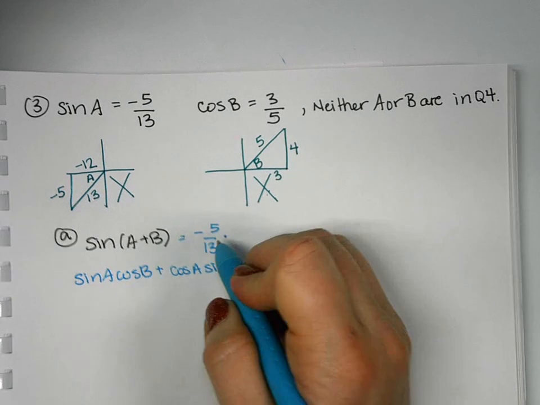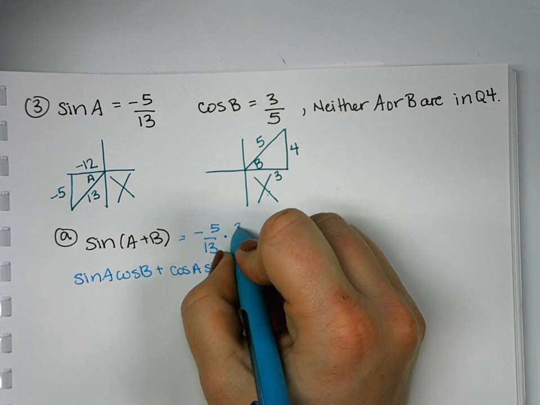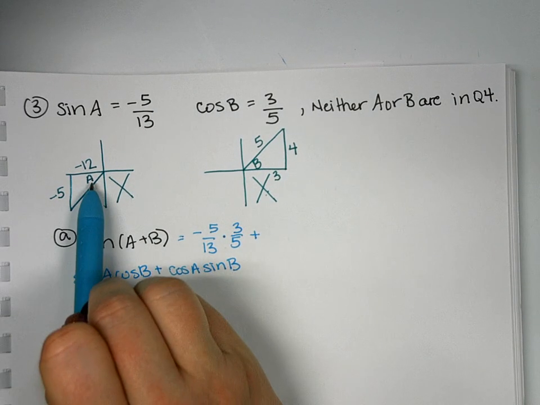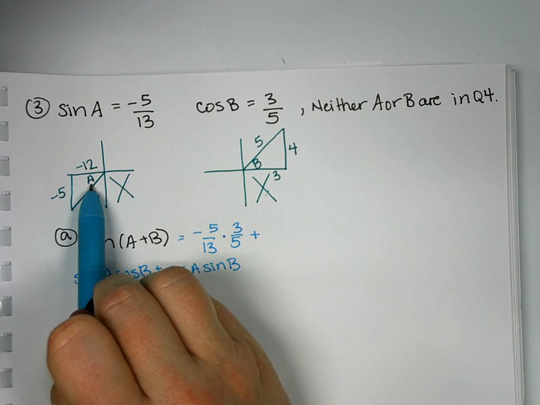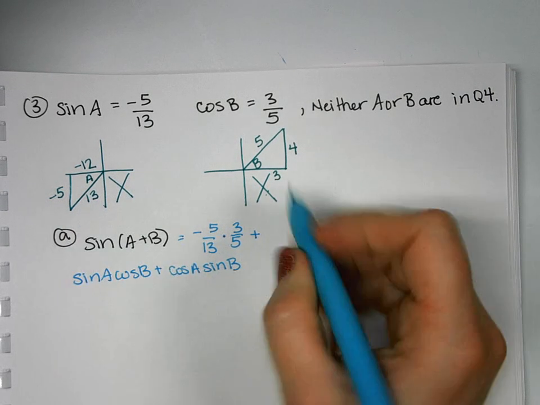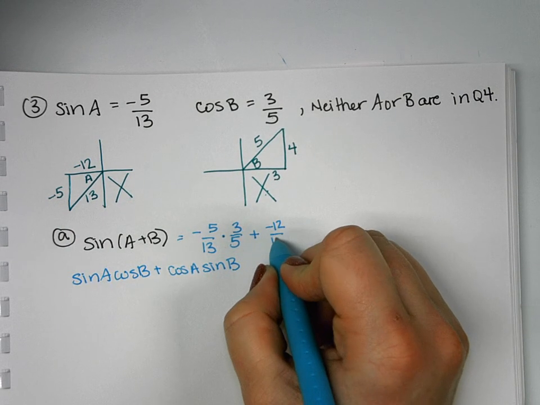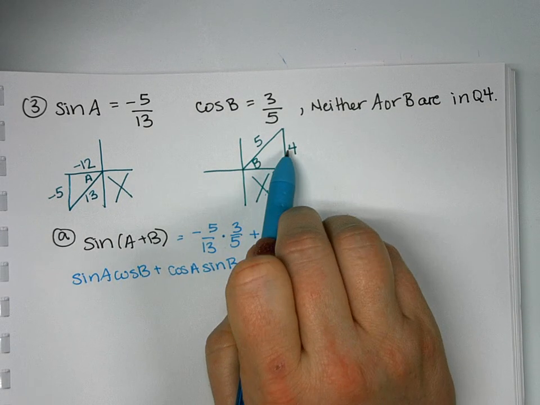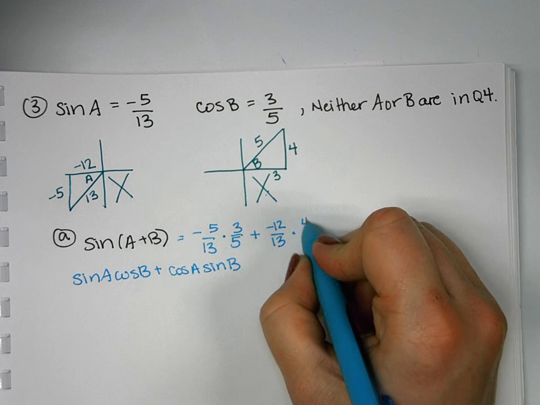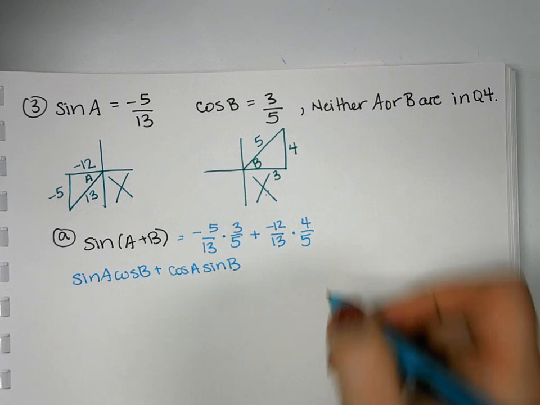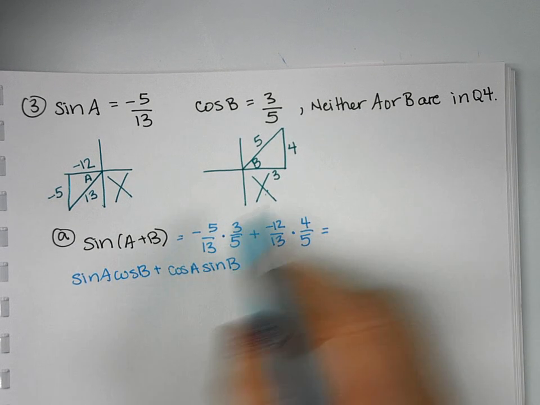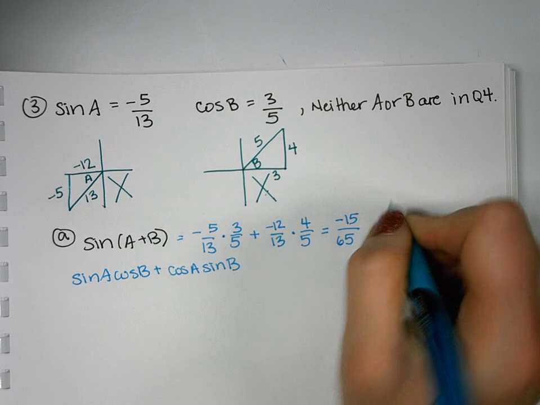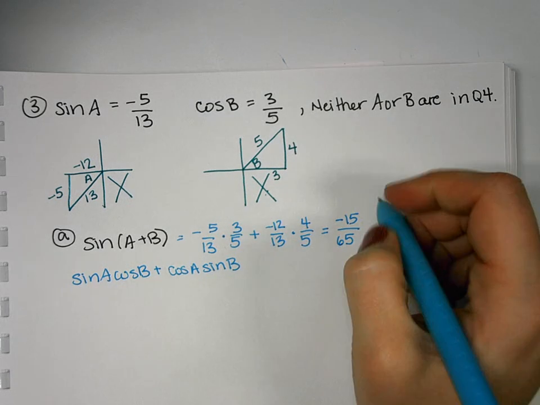So I have negative 5 over 13 times 3 over 5 plus cosine of A. So I'm going to come back over to A and think, what's my cosine? So it's my adjacent, negative 12, over my hypotenuse, 13. And then sine of B, so come over to B, opposite over hypotenuse, I'll have 4 over 5. So from here, I can actually multiply. So I'll get negative 15 over 65, and I'm purposely not going to reduce until the end here.